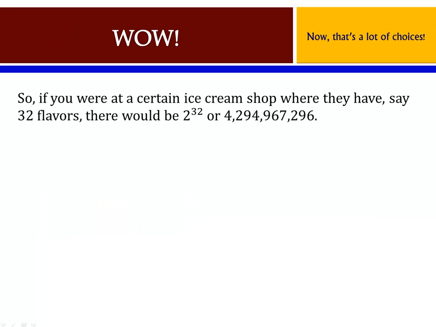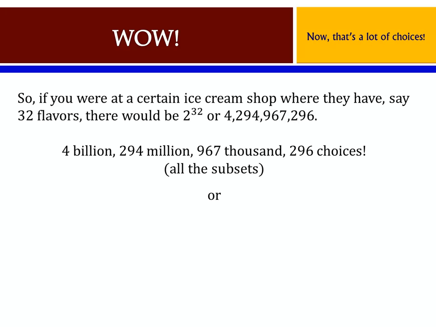So imagine if you were at a certain ice cream shop where they have, say, those 32 flavors. Well, your choices would be 2 to the 32, which is 4,294,967,296 distinct choices. That's all the subsets of that set of 32 elements of different flavors.